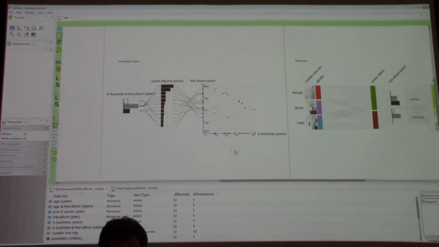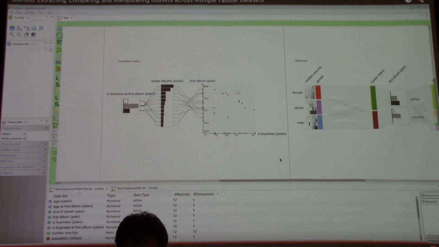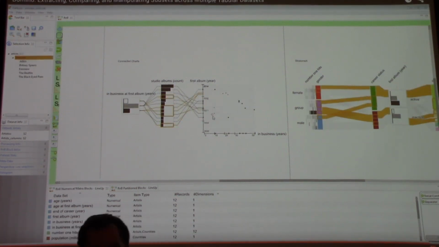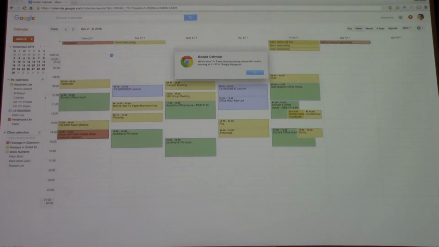or connected charts. Okay, so the idea of this framework was that we develop something and let people partition and remix and combine however they like. There are some challenges, of course. This is not super easy to use, but it's an interesting research area.